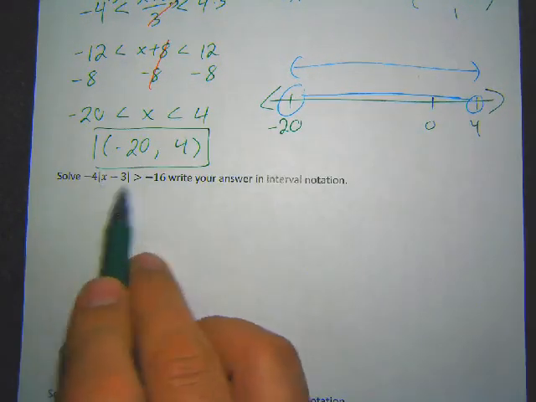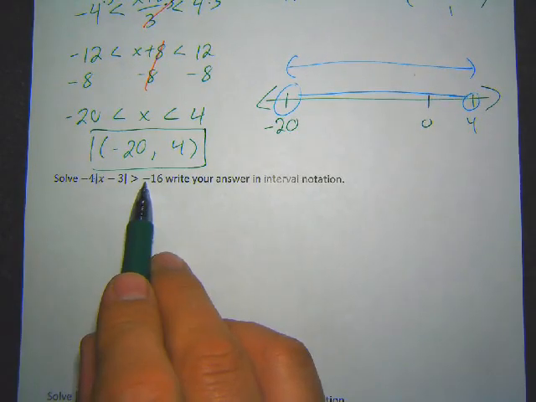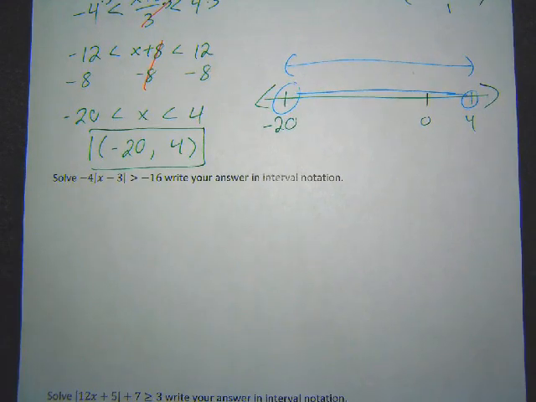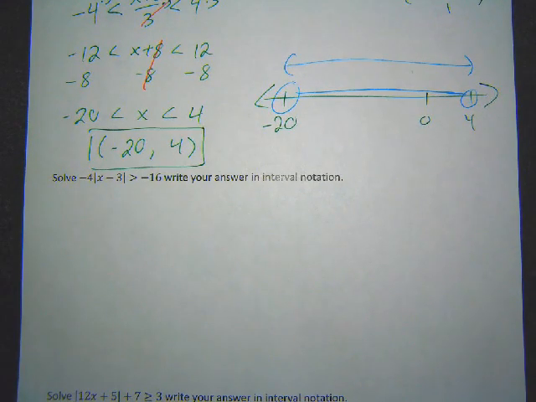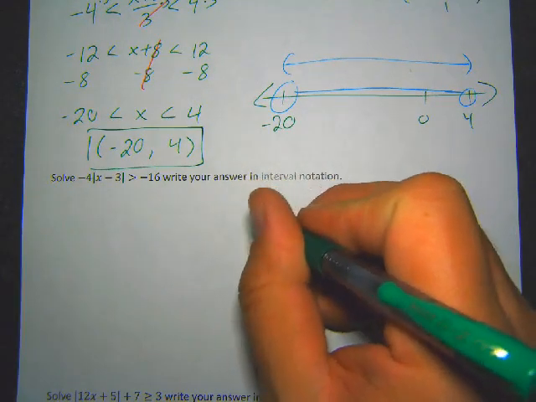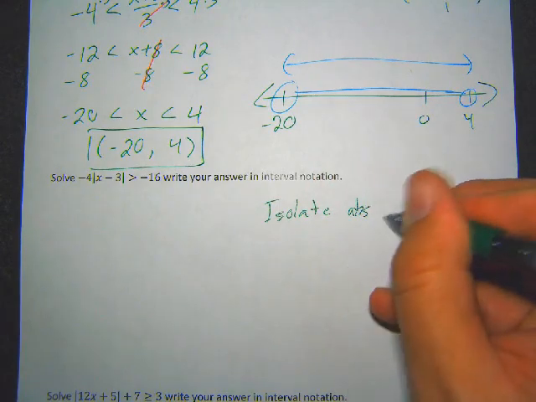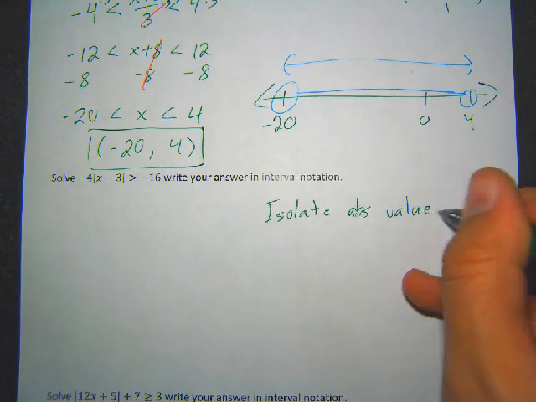This one, notice, you see a greater than and a negative. You think, oh, I can't do this because of the negative, but be careful. Whenever working with absolute values in equations or inequalities, the first thing you should do is actually get them by itself. So you'll always isolate the absolute value first. Before you jump to any conclusions, isolate the absolute value.